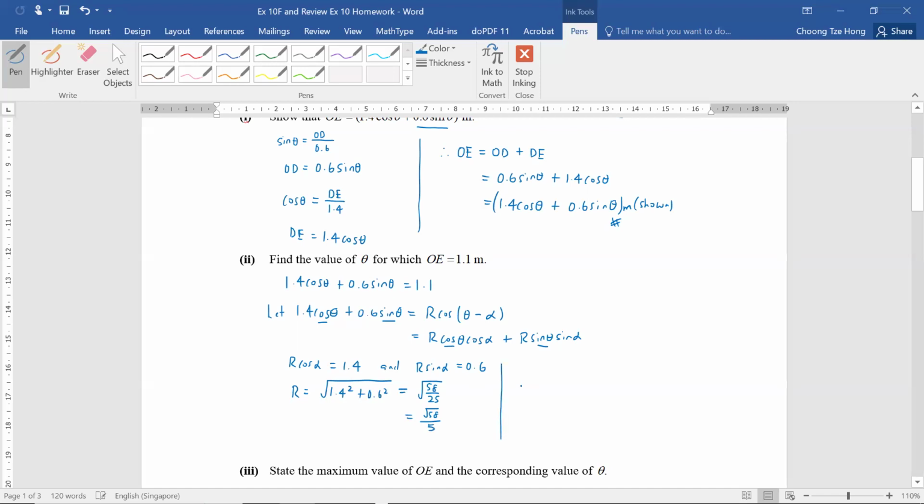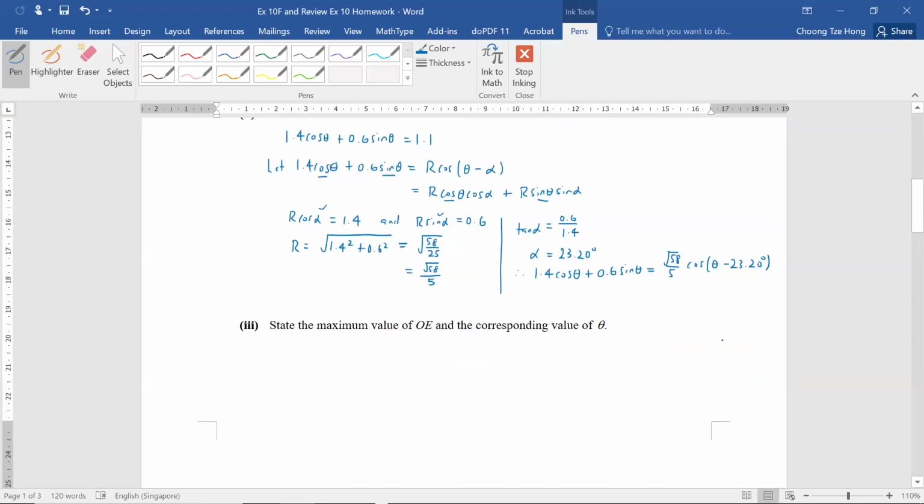Then let's find tangent alpha. Tangent alpha will be sine over cosine, so it will be 0.6 over 1.4. So alpha, if we do tangent inverse, you will get 23.20 degrees. Therefore, 1.4 cosine theta plus 0.6 sine theta will be equal to square root 58 over 5 cosine theta minus 23.20.